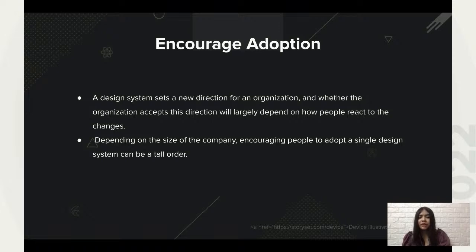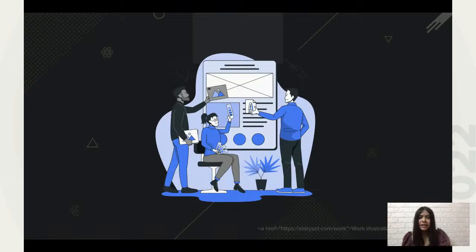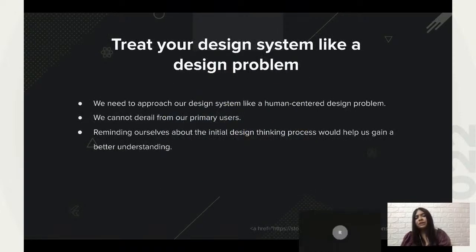A design system sets a new direction for an organization, and whether the organization accepts this direction will largely depend on how people react to the changes. Next thing is to treat your design system like a design problem. We need to remind ourselves about the initial design processes, which would help us gain better understanding. We cannot lose track of our process and our priorities that were already set. We need to remind ourselves about the goals that we decided earlier and treat it like a design problem.